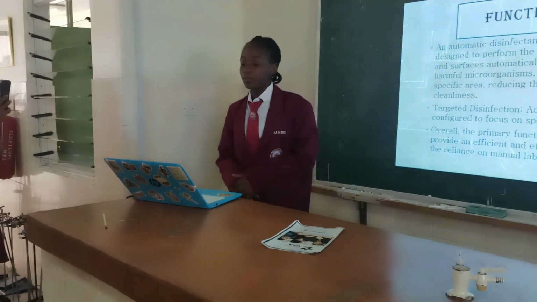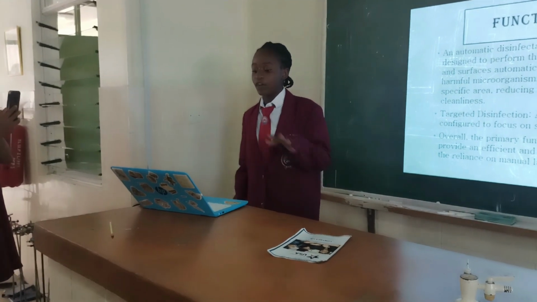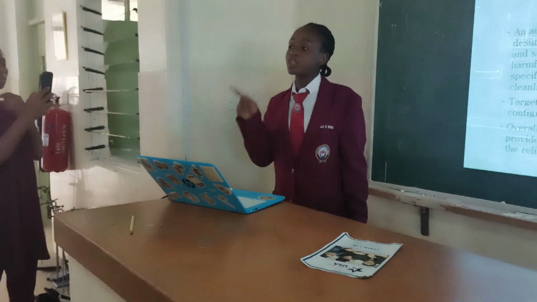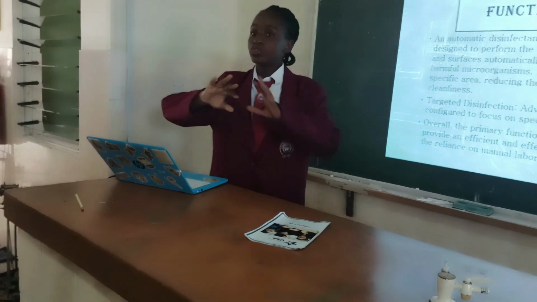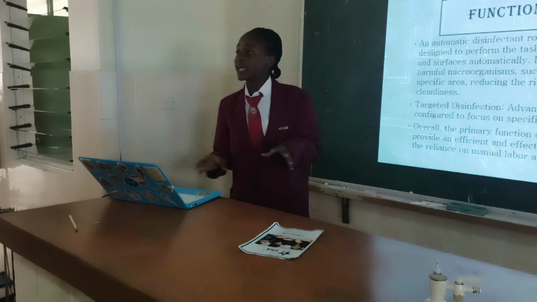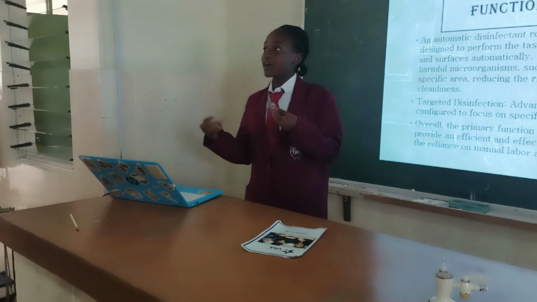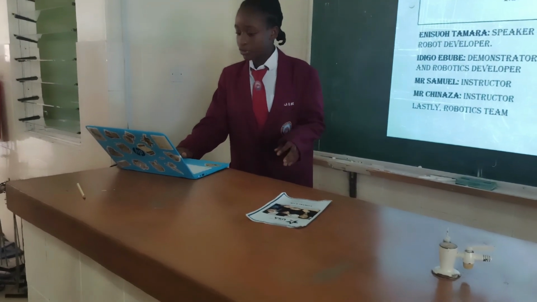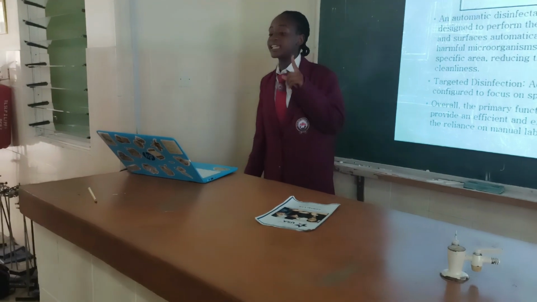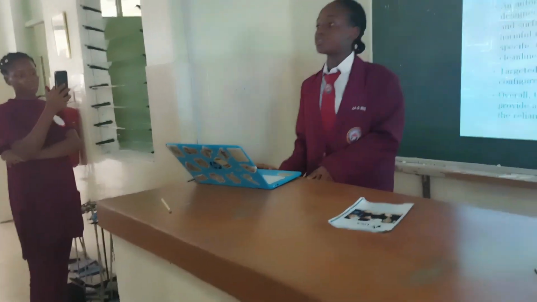An automatic disinfectant robot, that's the ADR, is a specialized robotic system designed to perform tasks of disinfecting various environments and surfaces automatically. Automatically means with little or no human control. It should turn on that blue thing, that's the disinfectant, to disinfect the area. So the function is that it can clean anywhere humans do not want to go, or that has a hazard. This could be useful in times like the pandemic, when COVID-19 affected a lot of people. So overall, the primary function of this ADR, the automatic disinfectant robot, is to provide an efficient and effective means of disinfection.